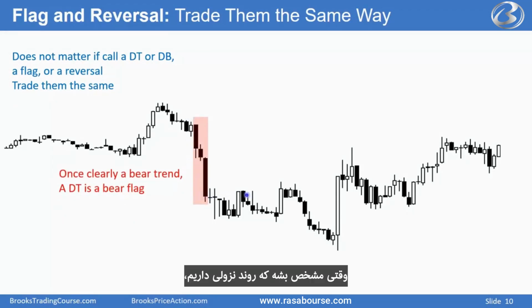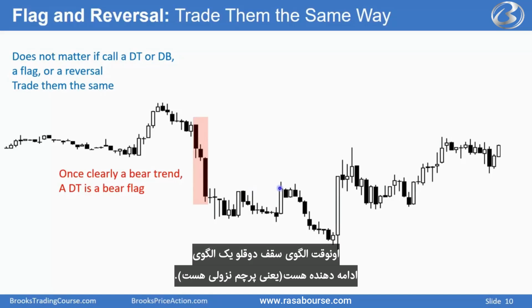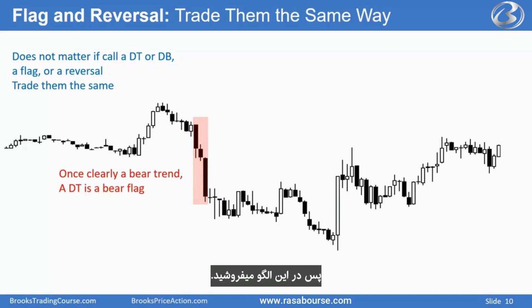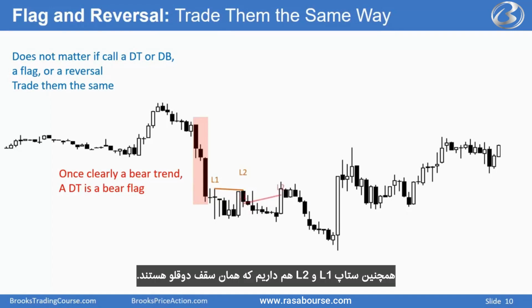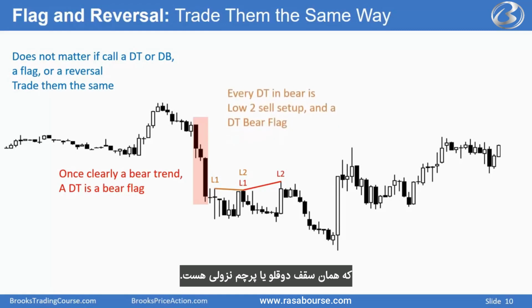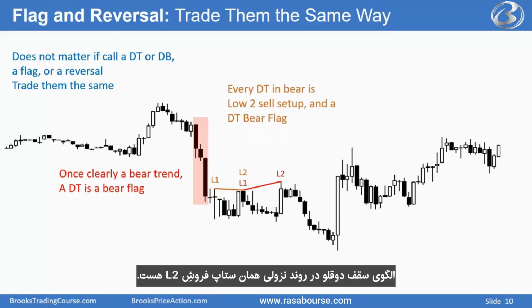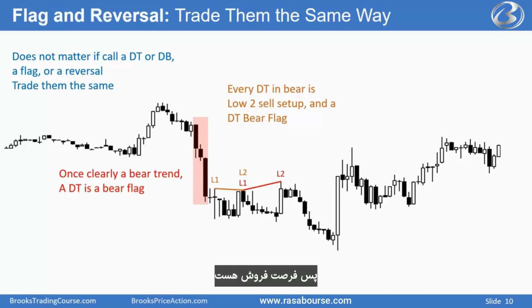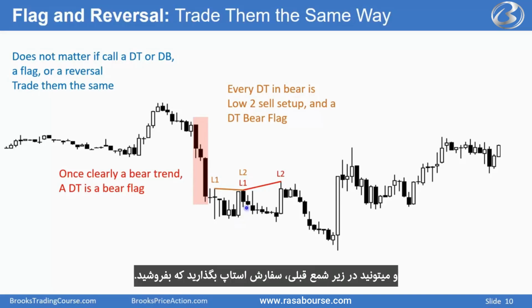Once a clear bear trend, it's a double top bear flag, you're looking to sell. Low 1, low 2, double top. Low 1, low 2, double top bear flag. Every double top in a bear trend is a low 2 sell setup, and therefore an opportunity to get short. Enter on a stop below the prior bar, betting on resumption down.